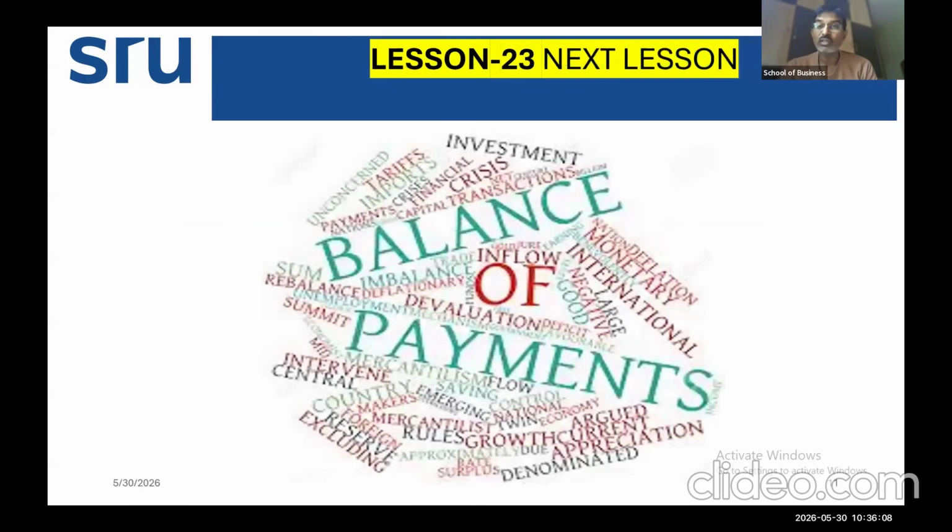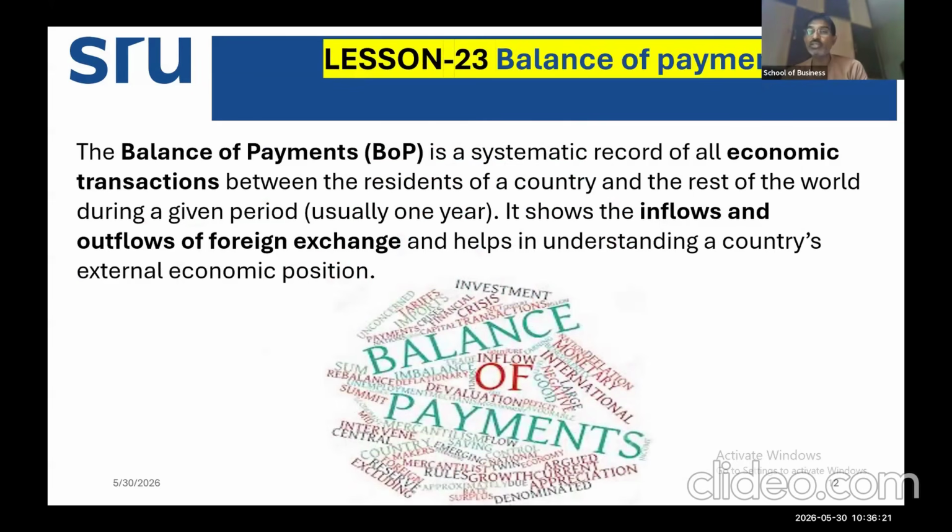And now we'll move to the next concept called balance of payments. What is balance of payments, and how is it important from the Indian economy point of view? We are going to discuss. Right now, what is balance of payments? Balance of payments is a systematic record of all the economic transactions. Please listen. It is a record of all economic transactions between residents of a nation and the rest of the world in a given time period.